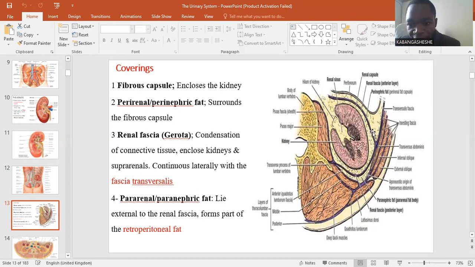Then after the perirenal fat, there's another layer of connective tissue, which we call the renal fascia, or alternatively referred to as Gerota's fascia. So that is Gerota's fascia around the perirenal fat. Then around the Gerota's fascia, we have another layer of fat known as the pararenal or paranephric fat. So that is that fat there and here. So we see that the kidney is quite protected with adipose tissue.